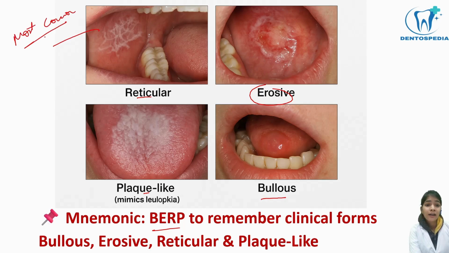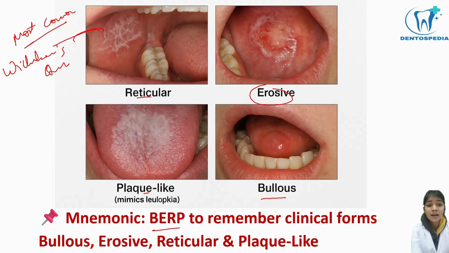See, there are white lace-like interlacing lines called Wickham striae. You can see the Wickham striae. These are white lace-like interlacing lines. Now the location is mainly bilateral in the buccal mucosa. They are usually asymptomatic and often discovered during routine dental examination.